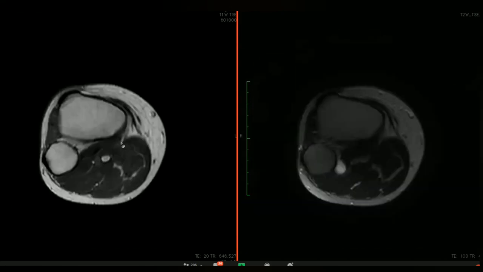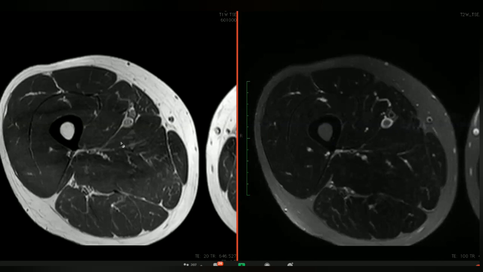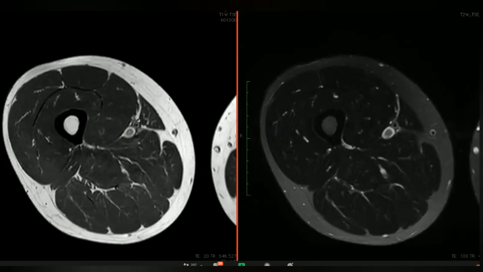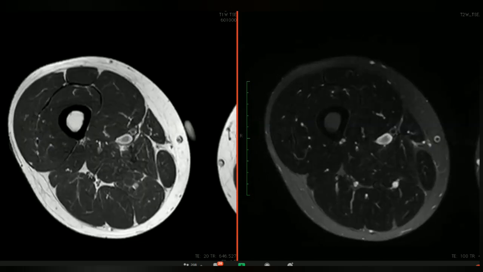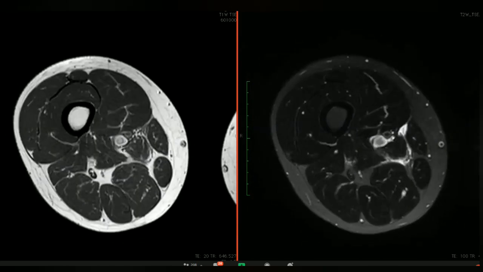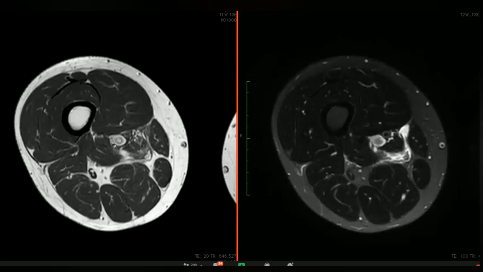Sir, superficial femoral and deep femoral. Yeah, these are superficial femorals, superficial femoral. And what's happening to the superficial femoral? Where has it gone now? It's gone into the adductor hiatus. And this is going to case.